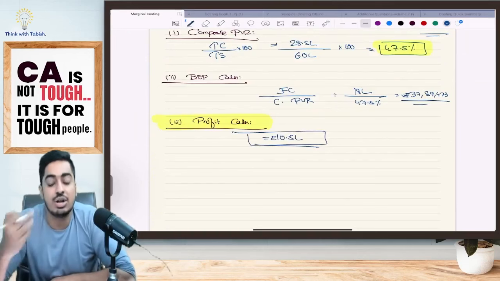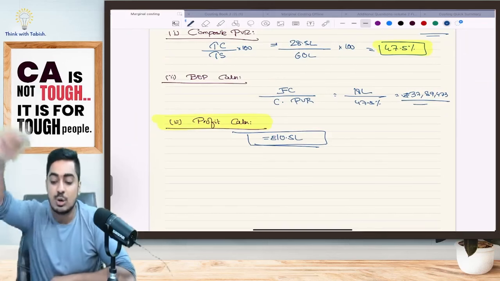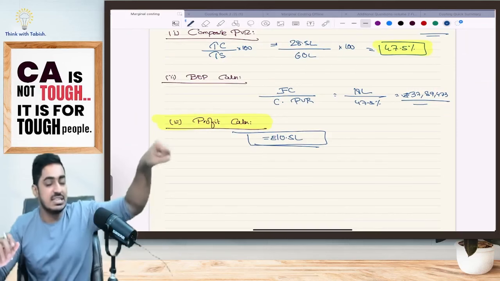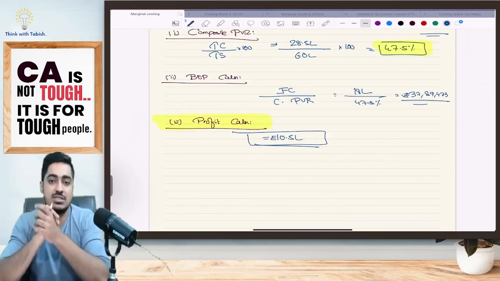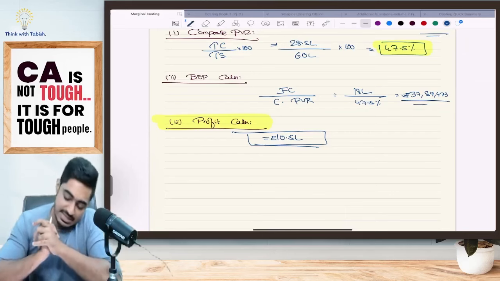Now the question did not ask me to calculate profit. Still I am calculating. Why? Because in the third requirement, the question is asking me to give a decision whether the existing sales mix is needed or a proposed sales mix. For that I want profit. Is this clear, everyone? Give me a confirmation. Yes, sir, it is clear.